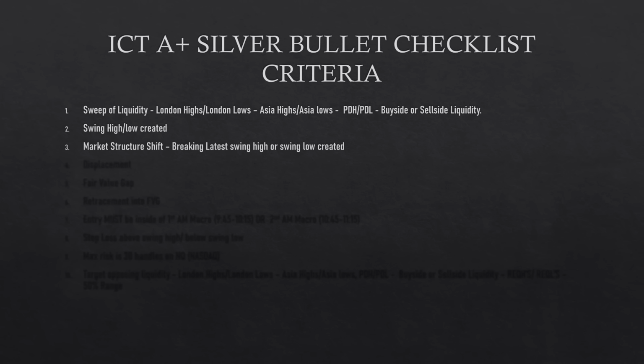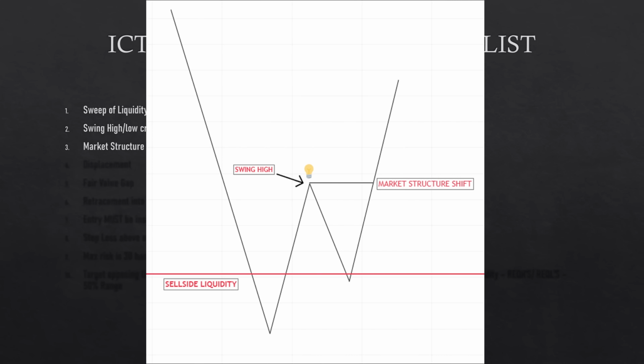Checkpoint number 3. After the market has provided us with a swing high or a swing low, we are now looking for a market structure shift. A market structure shift is essentially breaking the latest swing high or swing low that is created. This market structure shift is a strong indication on where price wants to go. For example, if we just swept sell side liquidity and we get a swing high and we broke market structure to the upside, this indicates to me that the market is seeking higher prices and is willing to seek some sort of buy side liquidity.